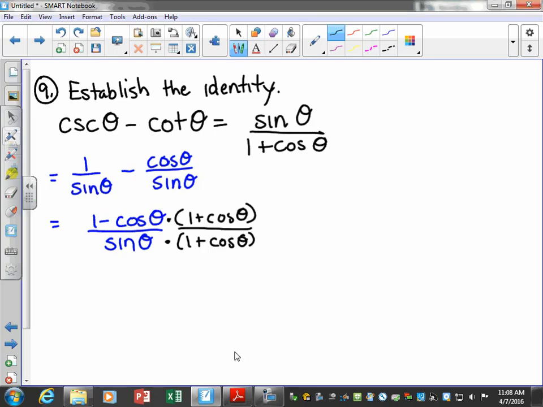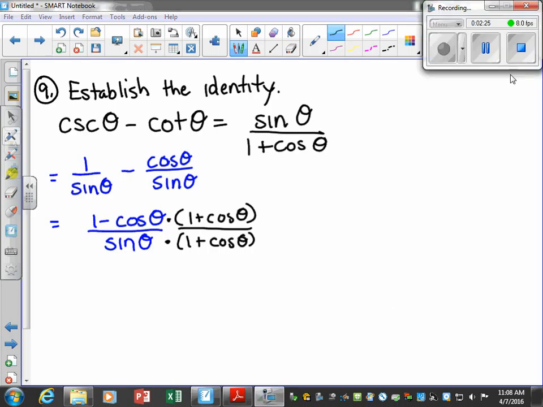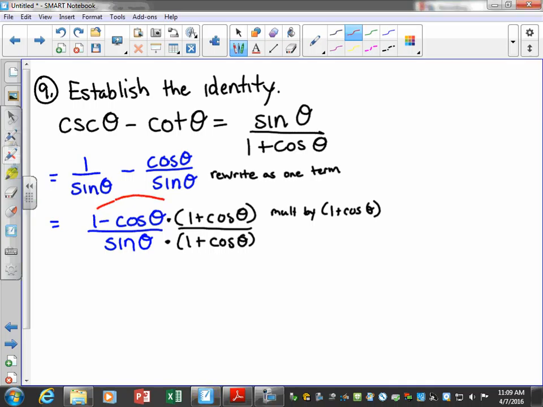Okay, I'm going to go back and make some notes real quick. Okay, I put some notes up there. Alright, let's start with our numerator. Oh, I'll do this in red. So let's do 1 times 1 is 1. 1 times cosine of theta is just positive cosine of theta. Then I come back here. Negative cosine of theta times 1 is negative cosine of theta. And then a negative cosine times cosine will be negative cosine squared theta.